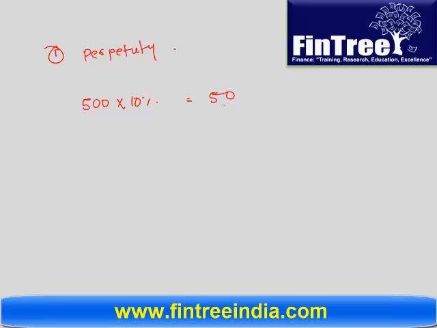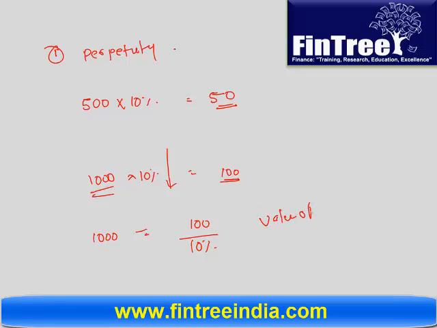50, correct? Now, if I tell you that there is an investment which will always give you 100, this is the cash flow, and the rate of return for that investment is 10%, what is the value of that investment? 1000. How did you calculate 1000? You said 1000 is equal to 100 divided by 10%, which means the value of a perpetuity is equal to cash flow divided by discount rate. So whatever is the cash flow, we divide it by the discount rate.